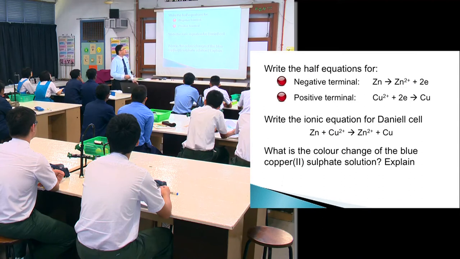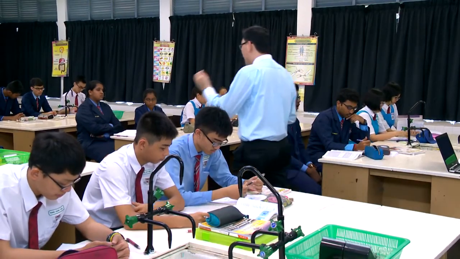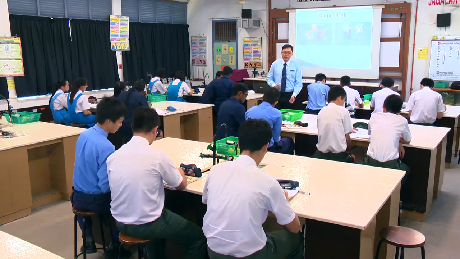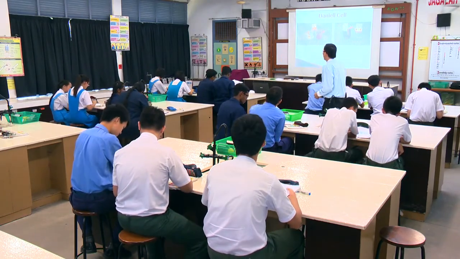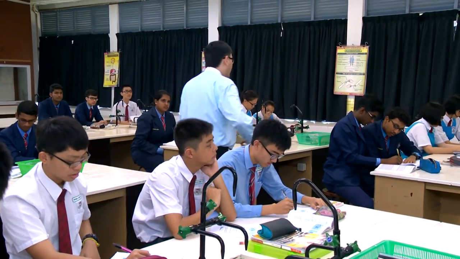Continue. So now we want to have a look at the equation. What I want you to do is, once again, try to discuss with each other. I will guide you. Then we want to write down the equation. According to the diagram over here, zinc and copper, which one will become the negative terminal? Zinc, right? Okay, zinc will become the negative terminal. So help me to write down the half equation in the negative terminal.